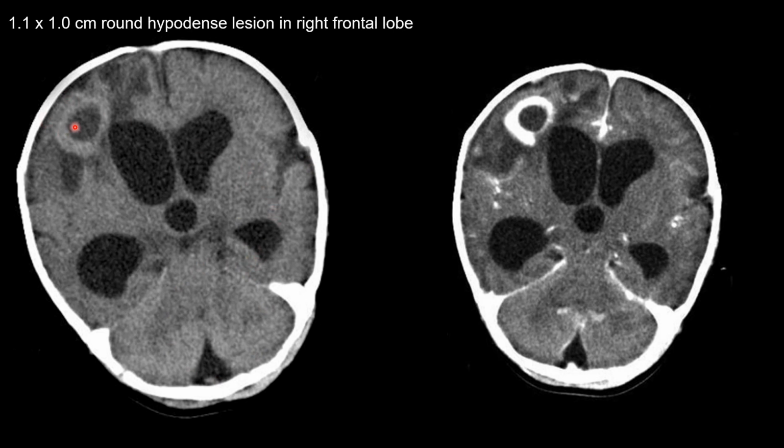Can you see there is a 1 into 1.1 centimeter round hypodense lesion in the right frontal lobe, and there is dilatation of all the ventricles. These are the lateral ventricles. This is the septum pellucidum, cavum septum pellucidum. All these are dilated, and these are the basal cisterns and cisterna magna. All these are dilated. And if we give contrast, this is a contrast enhanced image.